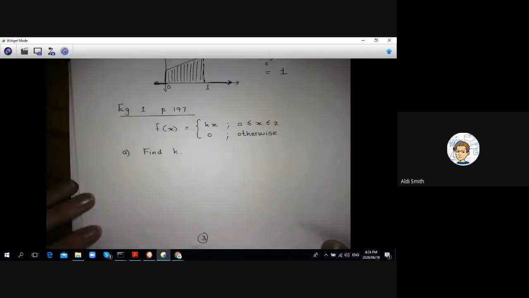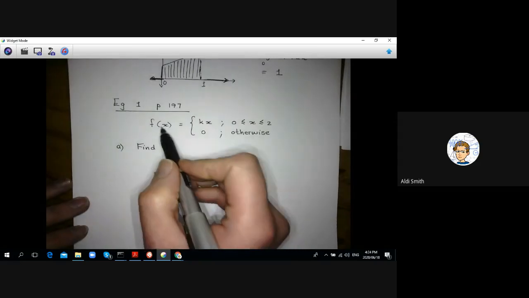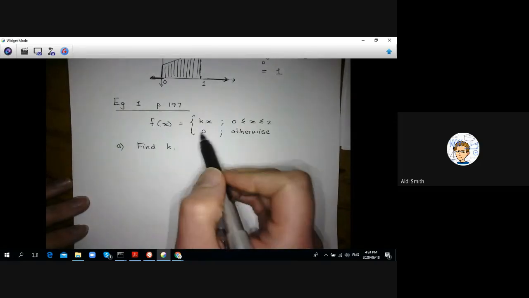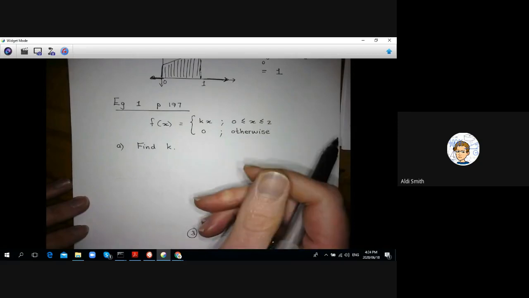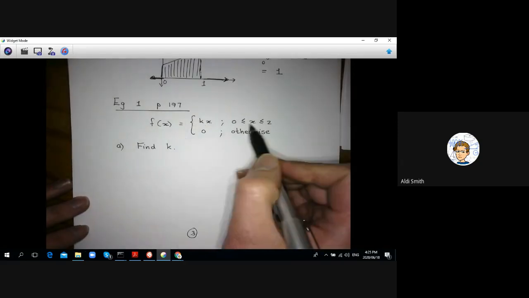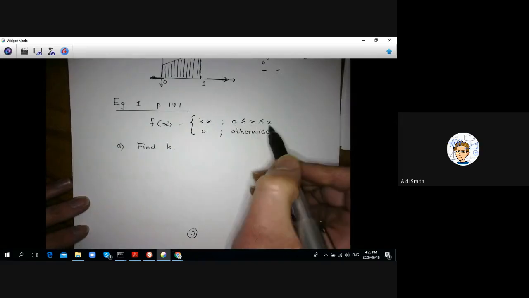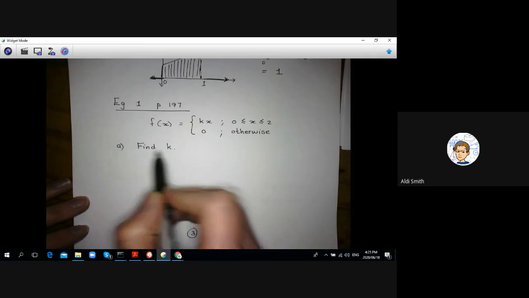So this is in your textbook. It's example 1 on page 197, and they give you the following. They say f(x), so this is a probability density function. So they've defined it saying this is a probability density function, and f(x) is equal to kx, but only from 0 to 2, and then 0 otherwise. Now they ask you to find the value of k.